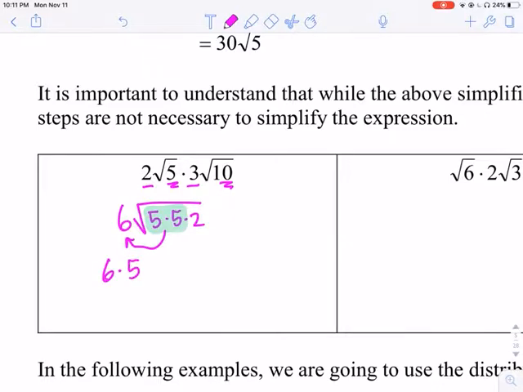So 6 times 5, square root 2. That 2 doesn't have a pair. It's going to be left over. So we would have 30 square root 2. Right, so you can see those along the way there.